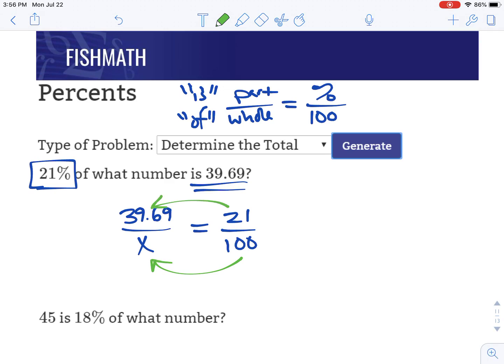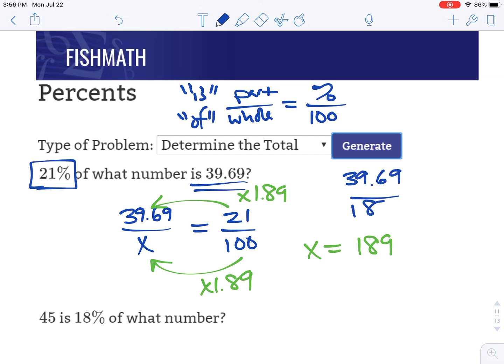So we're going to take 39.69 divided by 21. That will give us our scale factor of 1.89. So it's times 1.89 from right to left. We do 100 times that and we get x. x would equal 189. And we can always double check this. We can make sure this works. We do 39.69 divided by 189 just to make sure that this actually does give us the right percentage. That gives us 0.21, which we know is 21%, so we are correct.